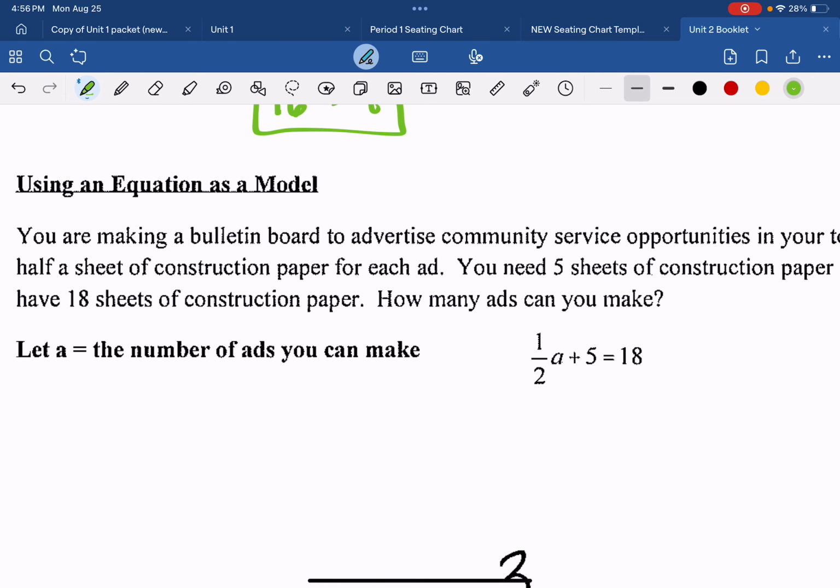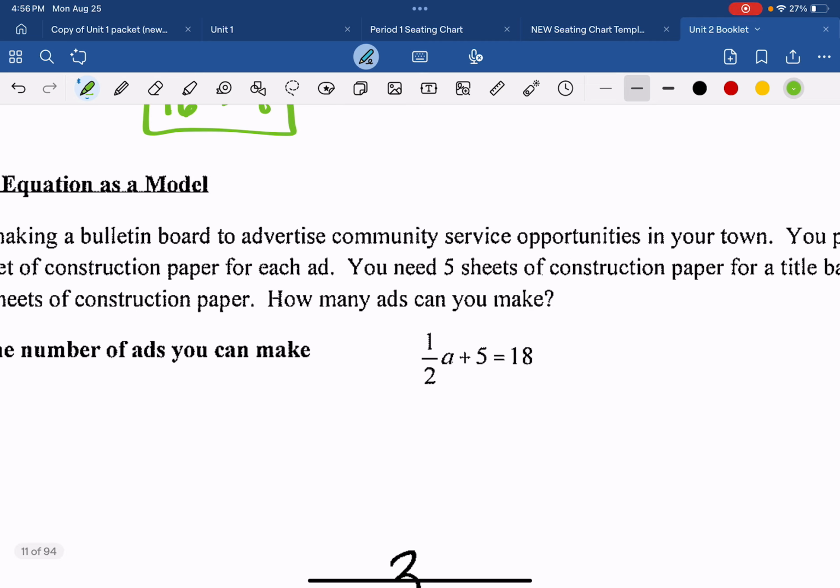This is our last word problem of the day. It says you are making a bulletin board to advertise community service opportunities in your town.